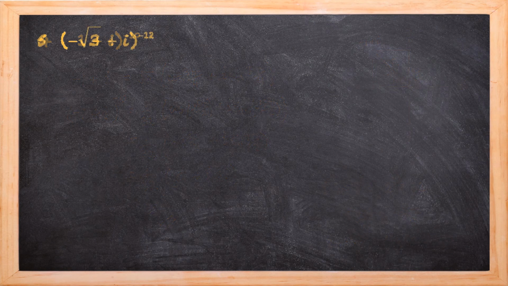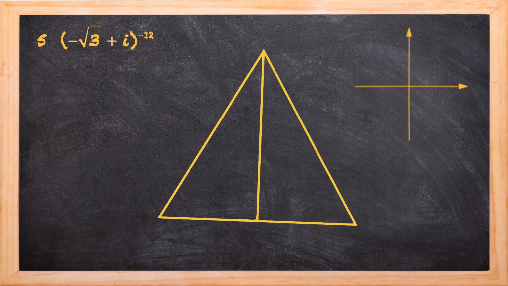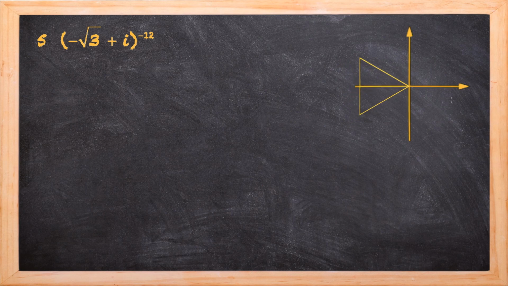So finally, question 5. Here we have root 3's and 1's again, so that we're back to the equilateral triangle of side 2. That diagram will be the one that we deal with. And the orientation this time will be slightly different. Let's think about that. We're going root 3 to the left and 1 up. So there's the root 3 to the left and 1 up. So this point here represents negative root 3 plus 1i.